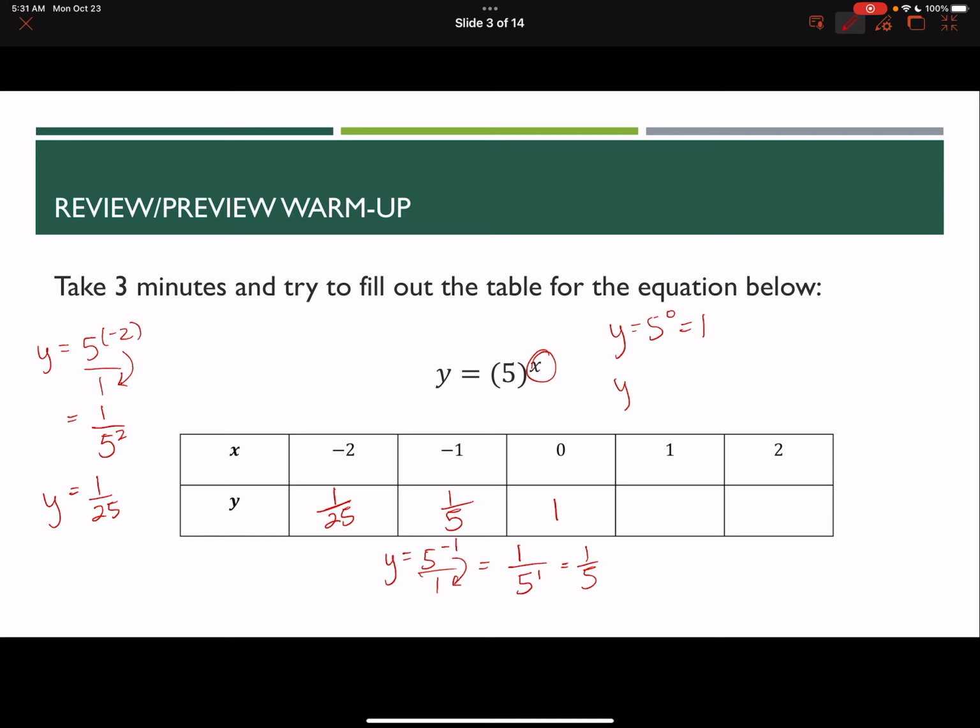Now I have y equals 5 to the first. Well, 5 to the first power is just 5. And then finally, y equals 5 squared, which is 5 times 5. So y is equal to 25. So we're going to be filling out tables similar to these. And I don't want you to panic. We're just using our rules of exponents like we've already learned.